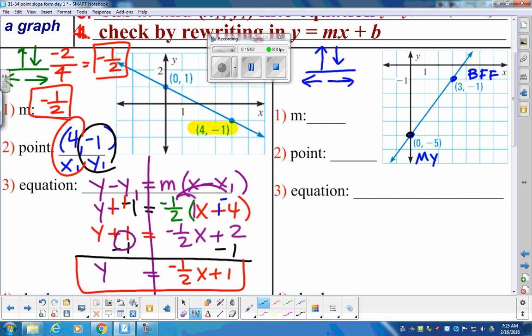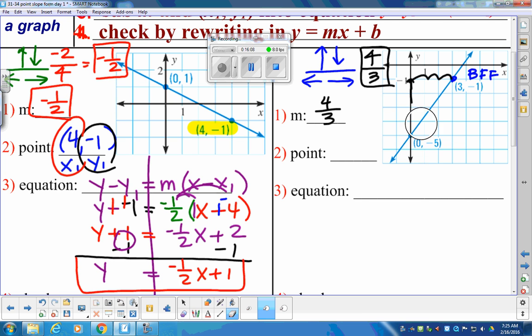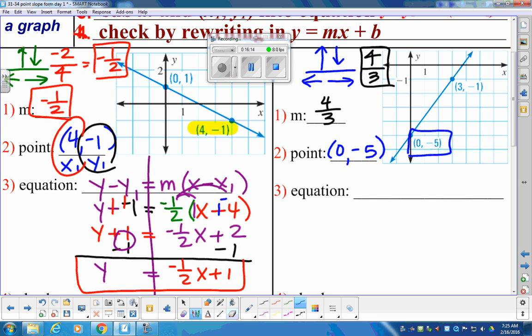So we're going to go ahead and rise. 1, 2, 3, 4. It's looking like 1, 2, 3, 4 is our rise. We're going to run 1, 2, 3. So my slope is 4/3. I need a point. I can choose either one of the data points. This time I'm going to pick 0, -5 as my point. So we have x1, y1.